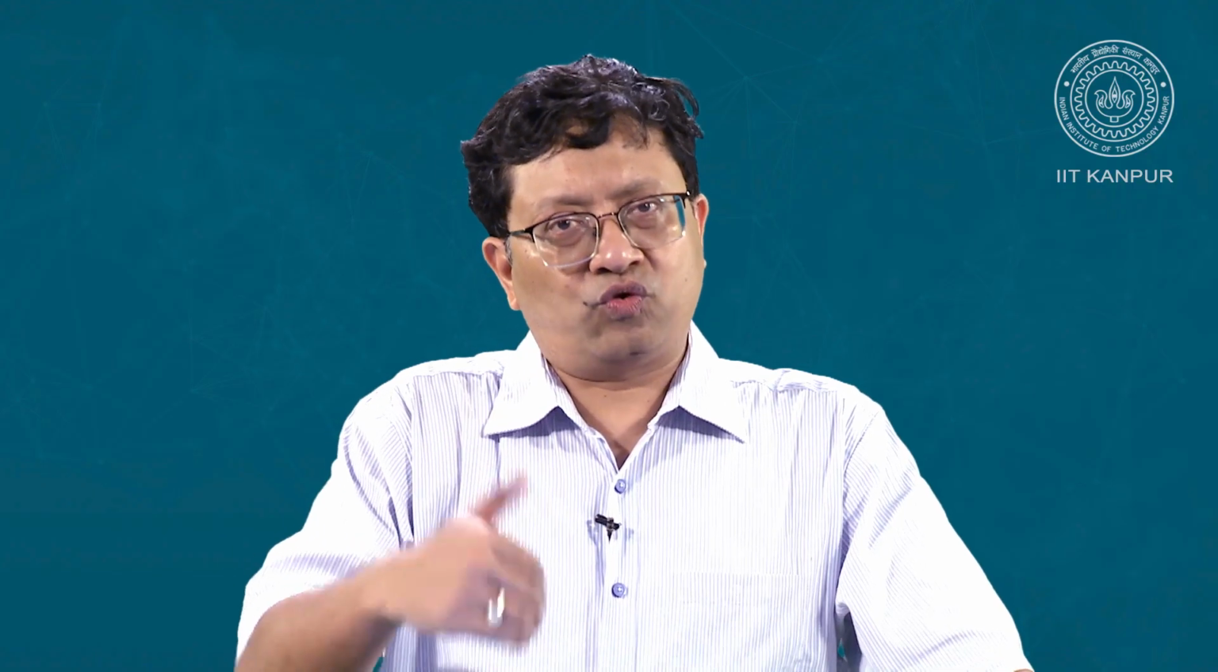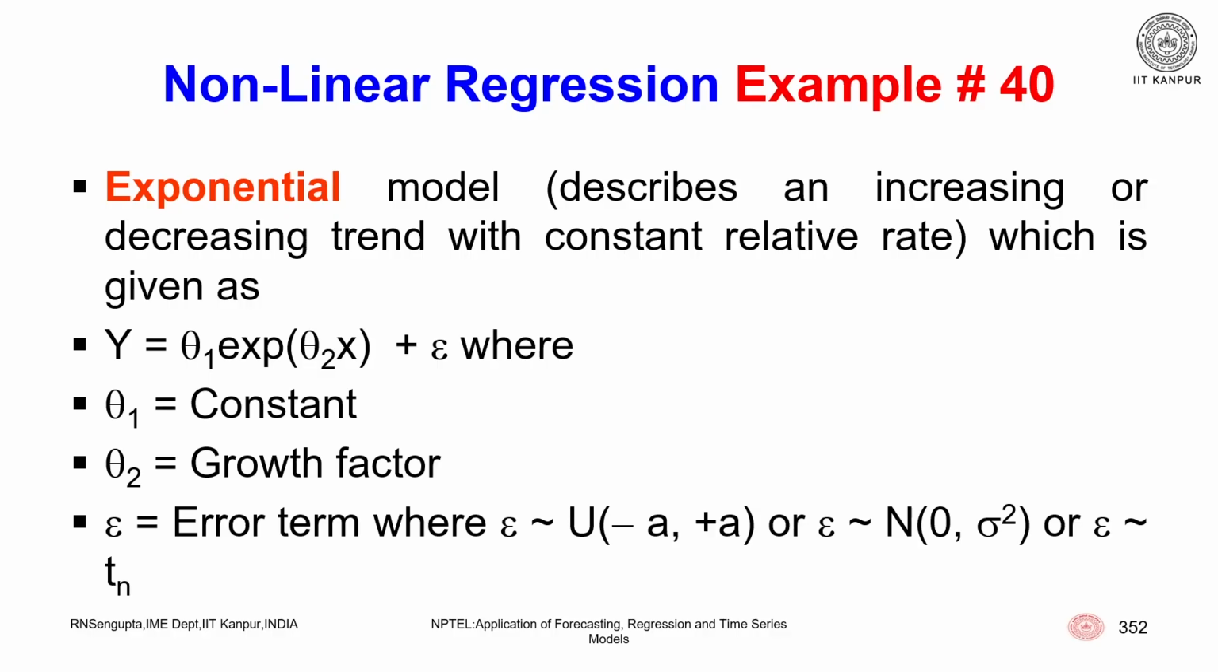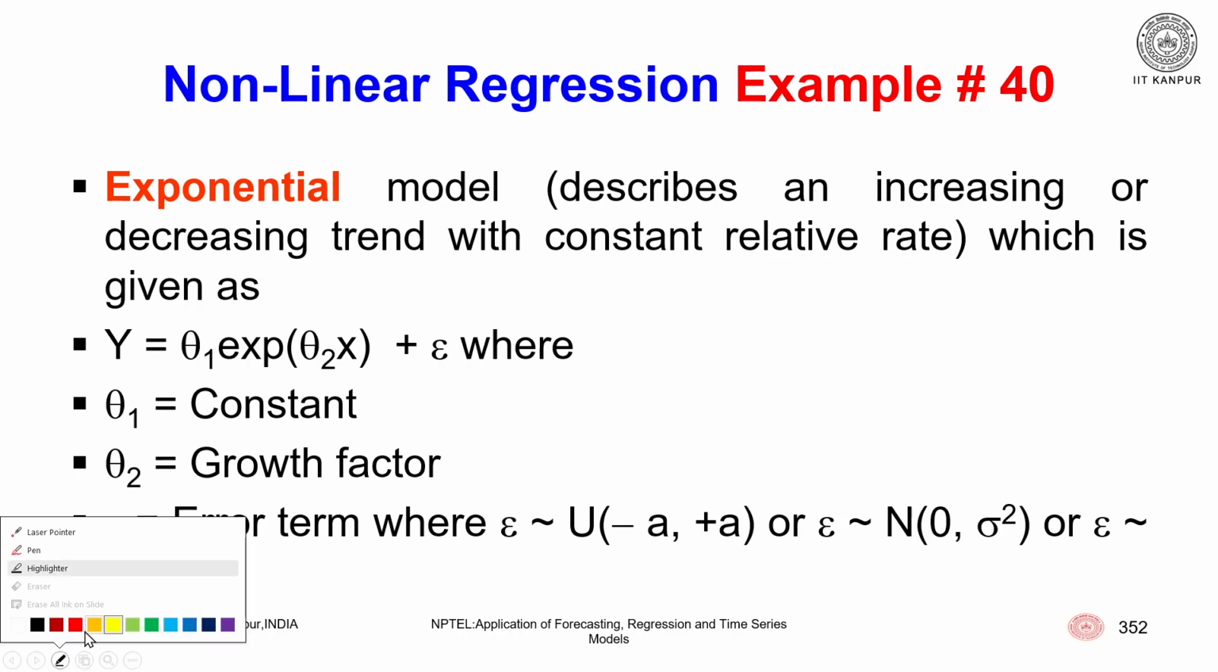So, the emphasis which I just spoke about for the last 5 minutes would continue to remain true for the other models as we tackle them. In the exponential model, it describes an increasing or decreasing trend with constant relative rate. So, your actual equation is this.